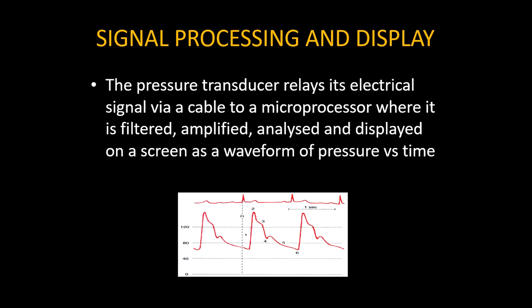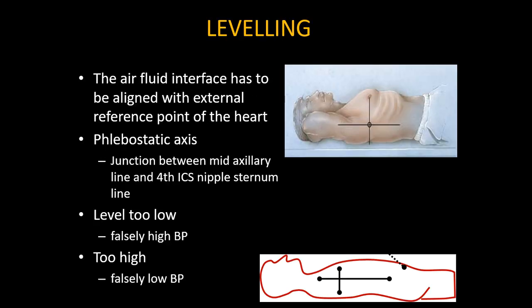The pressure transducer relays its electrical signal via a cable to the microprocessor, where it is filtered, amplified, analyzed and displayed on a screen as a waveform, pressure versus time. Leveling, how to level it, where to level it. The air fluid interface has to be aligned with the external reference point of the heart. This reference point is named the phlebostatic axis.